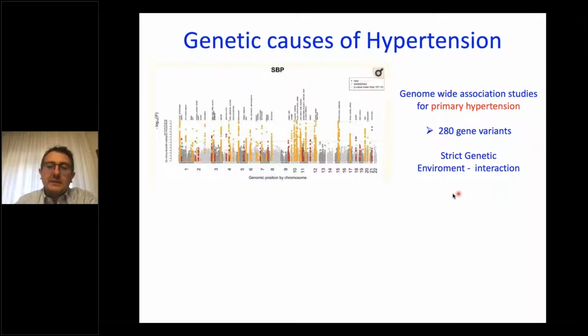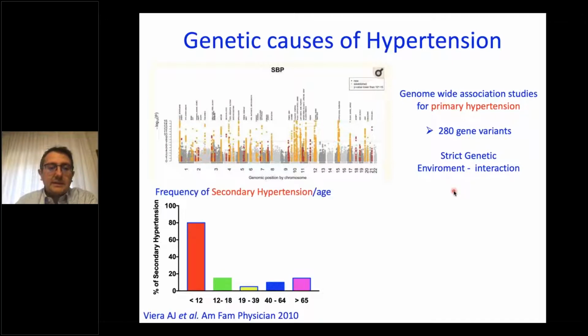Around 300 gene variants have been identified, and these are strictly connected with environmental change. So we all know here that primary hypertension is considered multifactorial because of this. However, there are secondary forms of hypertension that can be present at all ages. As you can see here, likely 80% of hypertension in children below 12 years old is due to secondary forms.